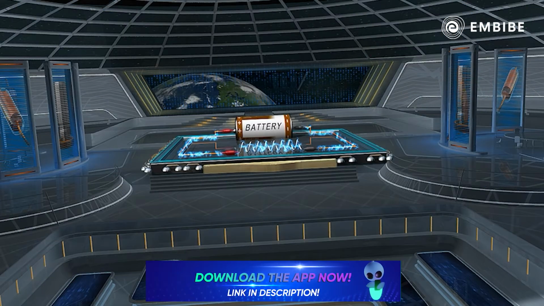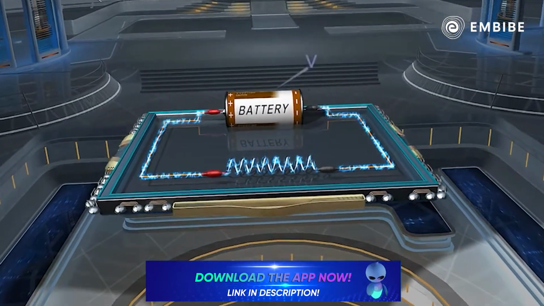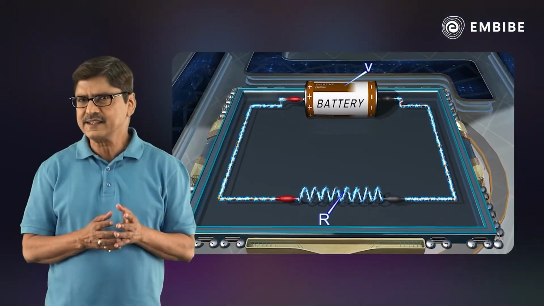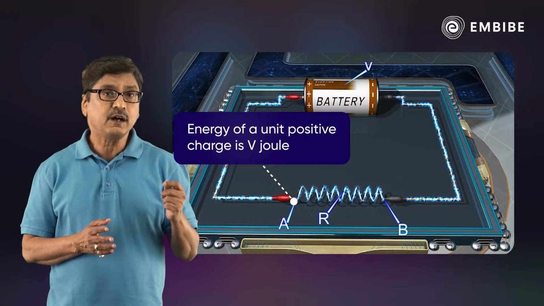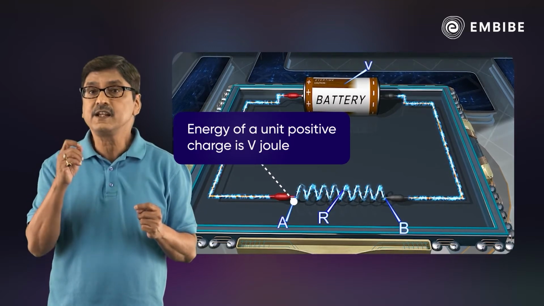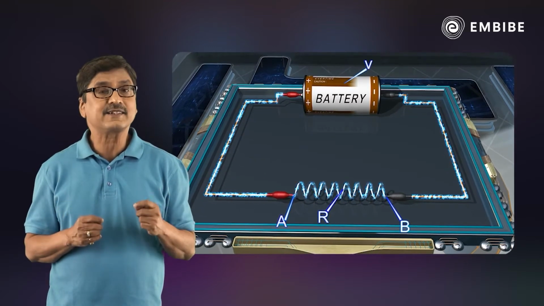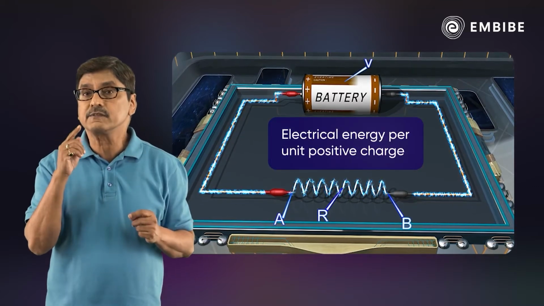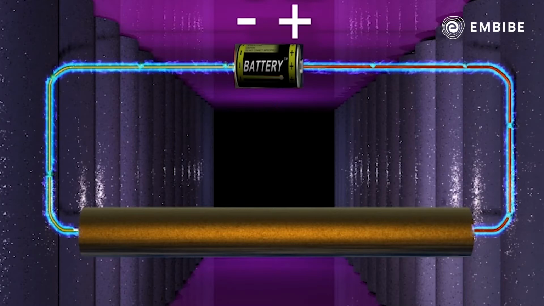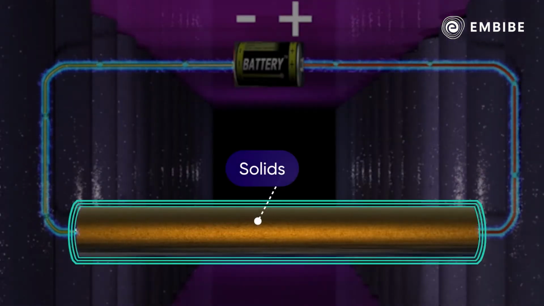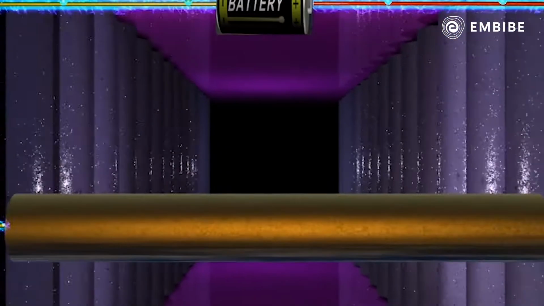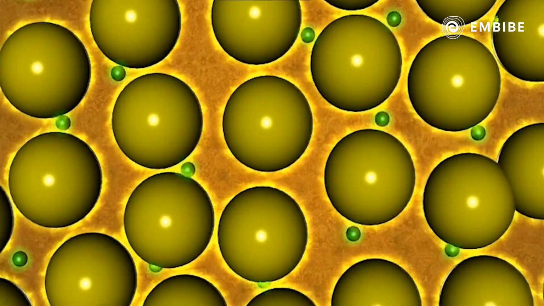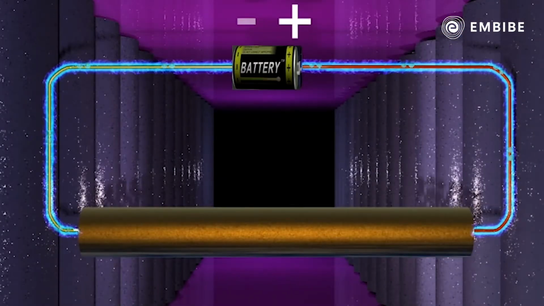A battery having a terminal voltage of V volt is connected to a resistor of resistance R in the circuit. That is, at point A, the energy of a unit positive charge is V joule. This energy is the electrical potential or the electrical energy per unit positive charge. In reality, the electric current in solids is due to the motion of electrons. So, one can say that a unit negative charge has an electrical energy of V joule at the negative terminal.